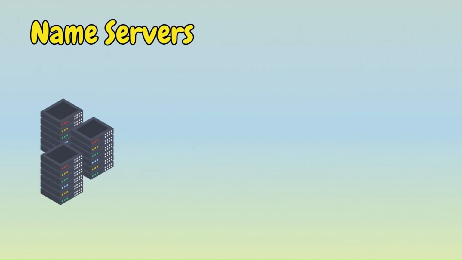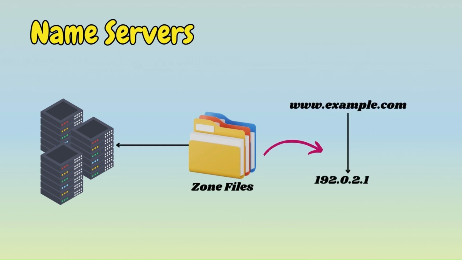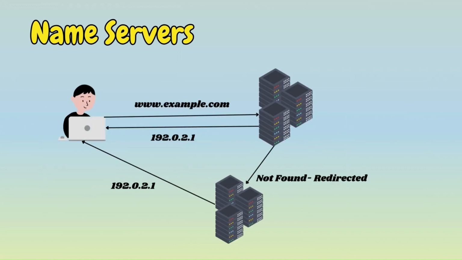Name servers are specialized servers responsible for storing and providing DNS information. They maintain databases called zone files, which contain mappings of domain names to IP addresses and other DNS information. Name servers respond to DNS queries from clients by providing the requested information or referring the client to another name server if necessary. These name servers are structured hierarchically. We will discuss the details later in this video.